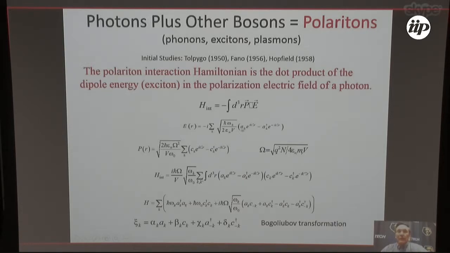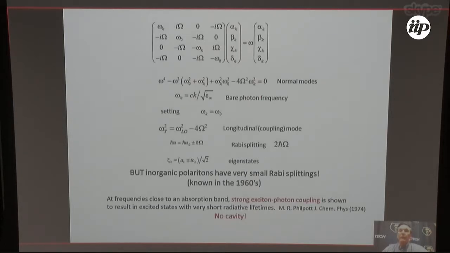And when we take the electric field, and here's our polarization, the electric field, we end up with an interaction term, and that interaction term basically leads to an equation where we can do a Bogoliubov transformation, very similar to BCS theory and others. And we end up with a matrix that looks like this. We can take a normal mode and diagonalize it, which was in the previous page, get a bare photon frequency. We can set omega k equal omega zero and get our longitudinal coupling. Our Rabi splitting pops out and we get eigenstates.